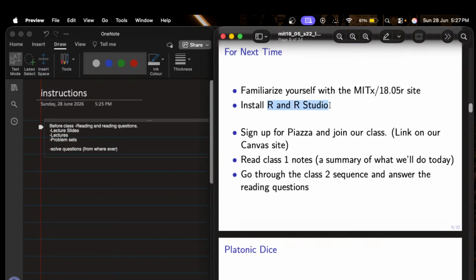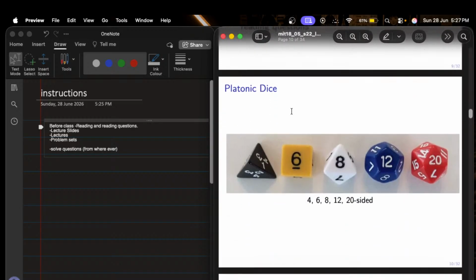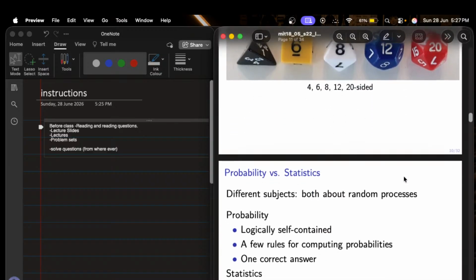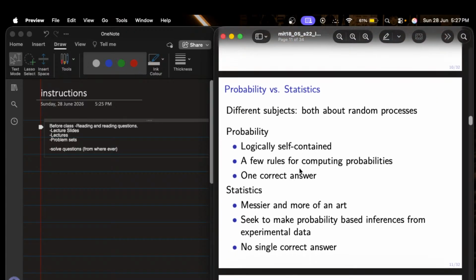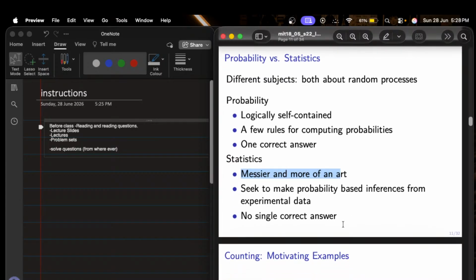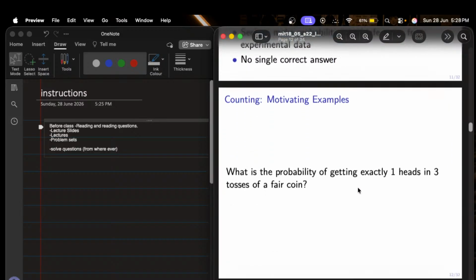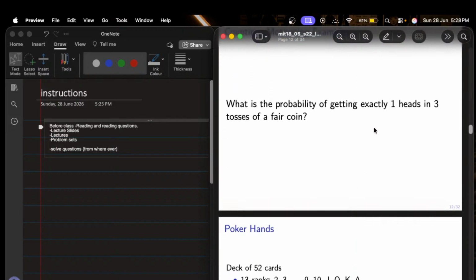Okay, should we do this too? I don't know. Okay, these are Platonic dice: 4-sided, 6-sided, 8-sided, 12 and 20-sided dice. Probability and stats are logically self-contained. A few rules for computing probabilities. One correct answer. Statisticians seek to make probability-based inferences from experimental data. Okay, what is the probability of getting exactly one heads in 3 tosses of a fair coin?